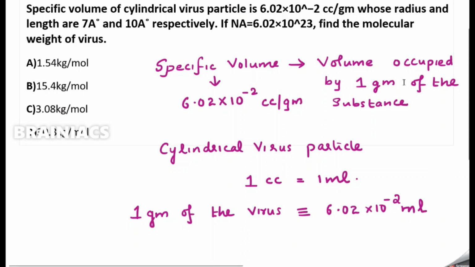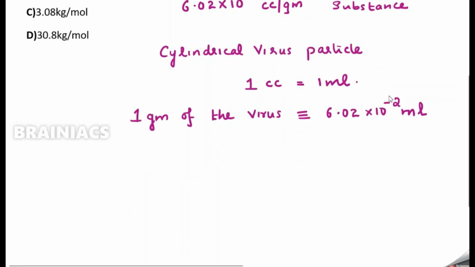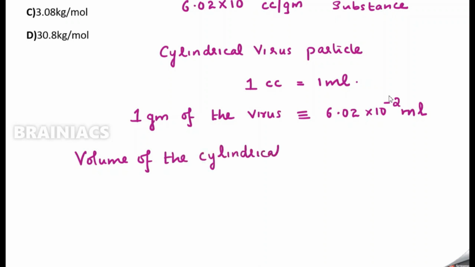And they have told the virus is cylindrical in nature. So let us calculate the volume of the virus. I will write volume of the cylindrical virus. Correct. So that it is easy for you to remember the formula. Volume of the cylindrical virus. So we know the formula of cylinder. What is the formula of the cylinder? You might have learned in maths. It is pi r square h or pi r square l. Anything you can say. Height.